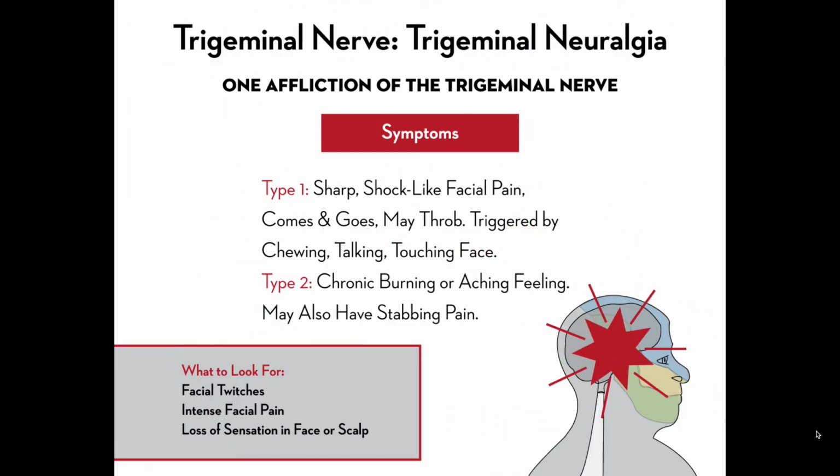Symptoms of this disorder, which is really painful: the first type has symptoms like sharp, shock-like facial pain that comes and goes and may throb. It is triggered by chewing, talking, or touching your face. The second type is a chronic burning or aching feeling, and it may also have stabbing pain. What a clinician might want to look for is facial twitches, intense facial pain, or loss of sensation in the face or scalp. And basically, if a person comes to you with this kind of pain, they'll likely relate that it is quite painful.